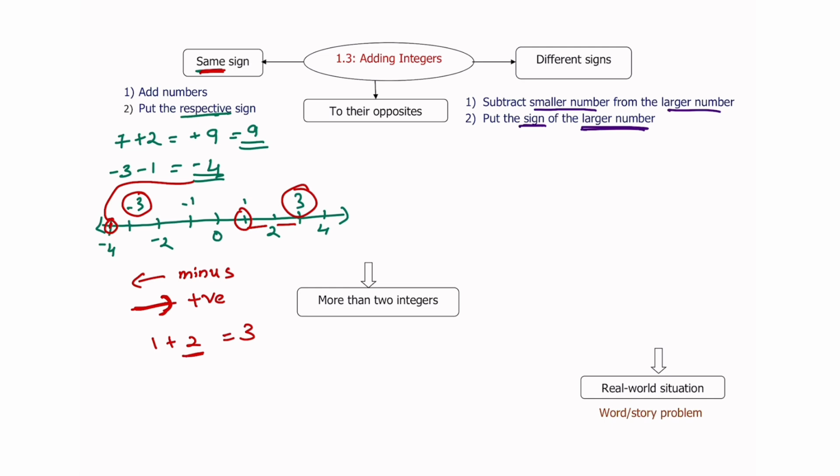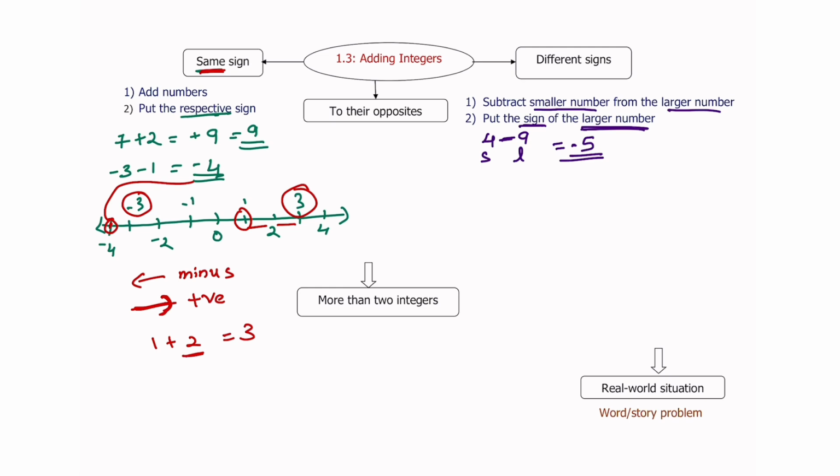Let's understand this with an example. It is 4 minus 9. Which is the larger number? This one. And the smaller is this. We are supposed to subtract the smaller from the larger. So it's 9 minus 4, which is equal to 5. So first step is done. And then it says put the sign of the larger number. What's the sign here? Minus. So that's the answer. It's that simple.